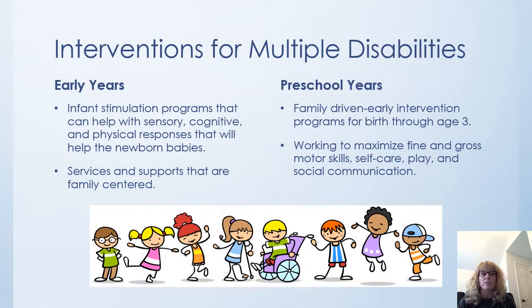And then some interventions for early years and preschool years. There are infant stimulation programs that can help with sensory, cognitive, and physical responses that will help newborn babies. There are family-centered services and supports that will help those families. During the preschool years, you want to really make sure that you're getting that early intervention. Those programs go from birth to age 3. You want to get in there. Early intervention is key to working with their disabilities and trying to get them as high as you can and ready to move on to kindergarten and elementary school.